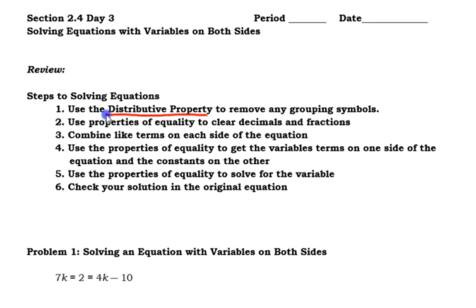You have to use your properties of equality to clear any decimals, fractions, to do any adding, subtracting, multiplying, or dividing. You combine like terms if they are on the same side of the equation. We use the properties of equality to get the variable terms on one side and the constants on the other. So you want all the x's on one side of the equation, all the constants, the numbers, on the other side. Then again, use the properties of equality to solve for the variable like we've been doing the last couple days. And if you need to, then check your original equation.